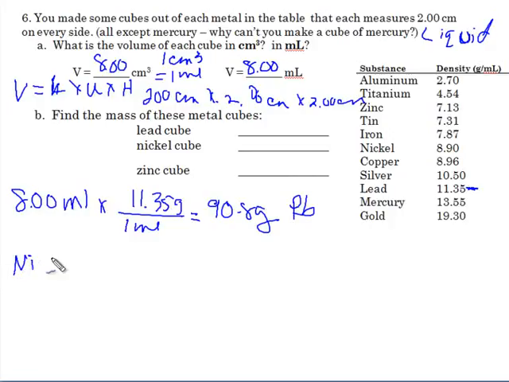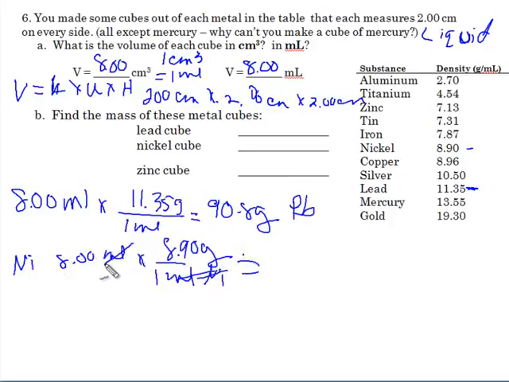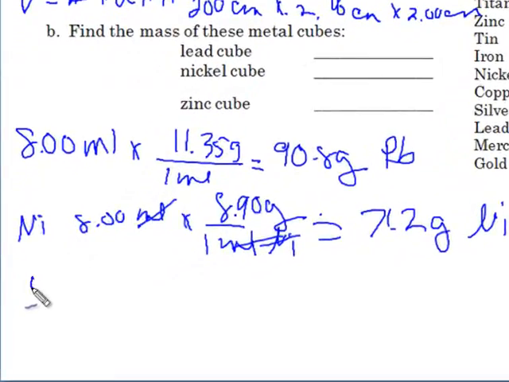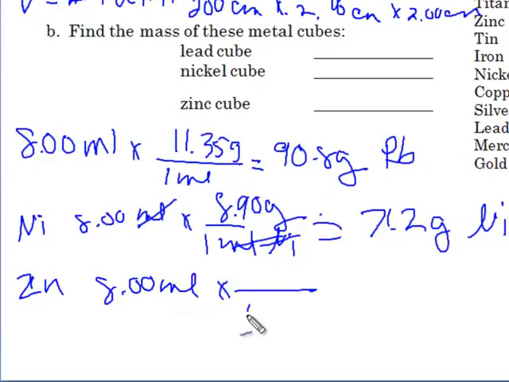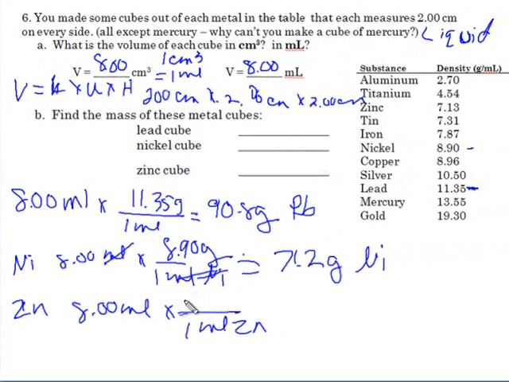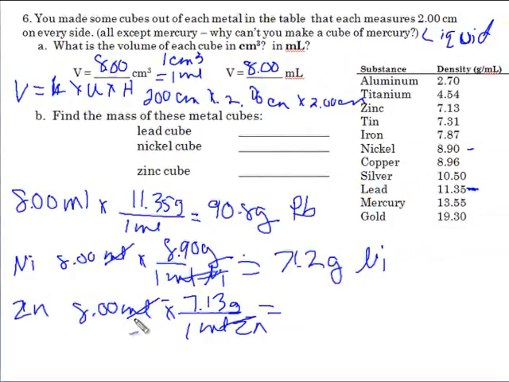Now let's do it for nickel. Nickel is Ni. I have 8.00 milliliters of nickel, and what I know is 1 milliliter of nickel is 8.90 grams. If I multiply this out, I can cancel out my milliliters, and I'm going to end up with 71.2 grams of nickel. And then the last is zinc. If I have 8.00 milliliters of zinc, what I know is 1 milliliter of zinc has a mass of 7.13 grams. If I cancel out my milliliters, what I end up with is 57.0 grams of zinc.